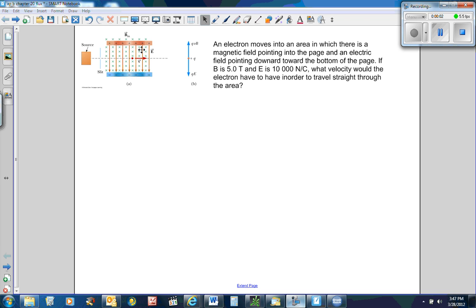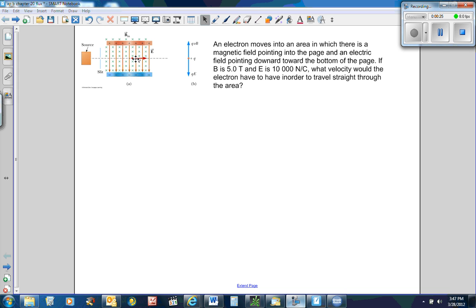This is a problem where we have what is called a velocity selector, because only charged particles with a certain velocity will make it through. That's because there's an electric field overlaid on a magnetic field. TVs and some other older TVs, CRTs, work this way. So an electron moves into an area in which the magnetic field is pointing into the page.